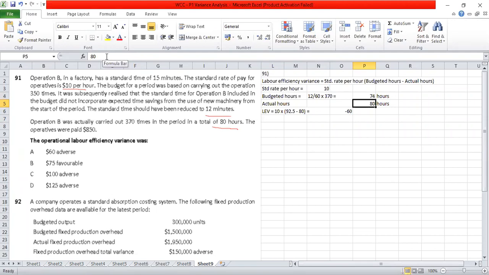So, labor efficiency variance is equal to minus 74. Is it adverse or favorable? Adverse. Why? Because the actual hours are more than the budgeted hours. It's simple.